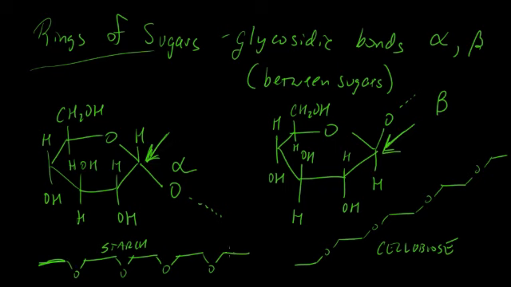So hopefully you can see alpha nice and flat coming down from the ring is your alpha bond here. Okay, and going up from the ring is your beta bond.